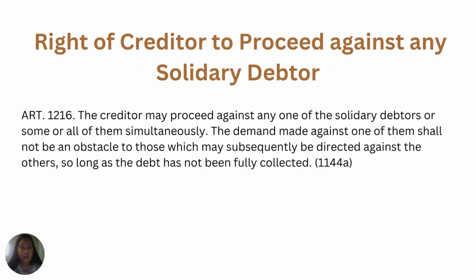Okay. So here's the right of a creditor to proceed against any solidary debtor. According to Article 1216, the creditor may proceed against any one of the solidary debtors or some or all of them simultaneously. The demand made against one of them shall not be an obstacle to those which may subsequently be directed against the other, so long as the debt has not been fully collected. So here the choice is left to solidary creditor to determine against whom he will enforce collection.